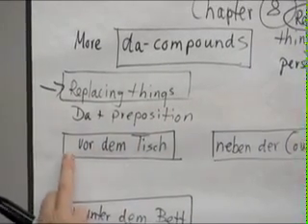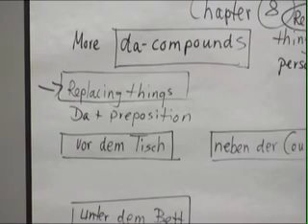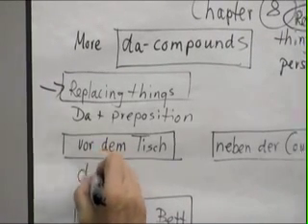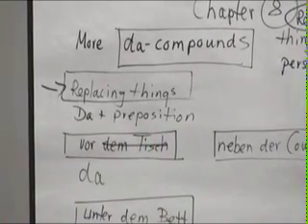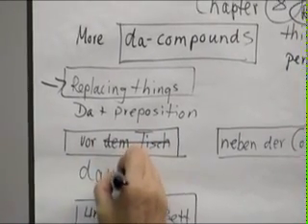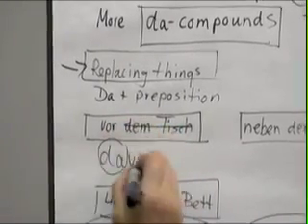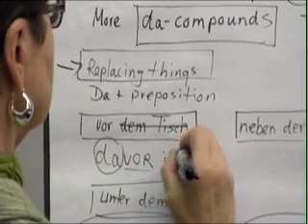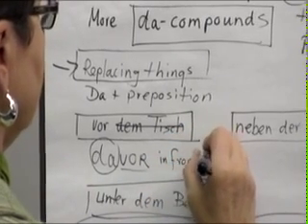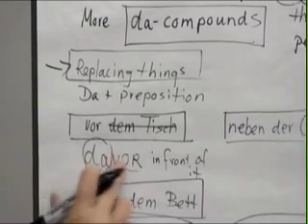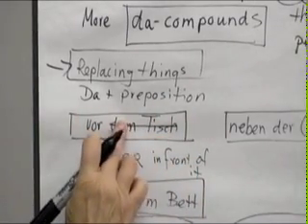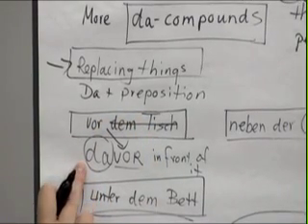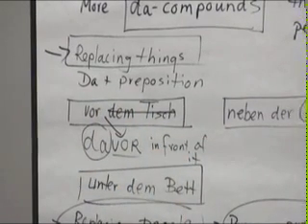Okay, so vor dem Tisch, in front of the table. How do we say in front of it? We use da. That replaces the table, right? And then we attach the preposition. Da vor. Here we go. So that means in front of it. Alright, da vor. Vor dem Tisch. Replace the Tisch with a da. Move the preposition next to it and it becomes da vor, in front of it.